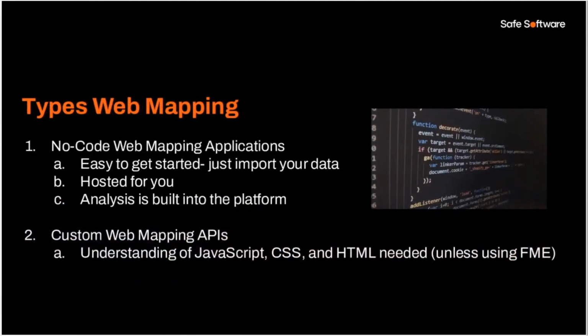There are 2 primary types of web mapping. The first type is no-code web mapping applications. During this webinar, we're going to primarily focus on this type of web mapping. And a no-code web mapping application should allow you to create a web map for you without any code. It's easy to get started as you just need to import your data. It's hosted for you and the analysis is built into the platform.